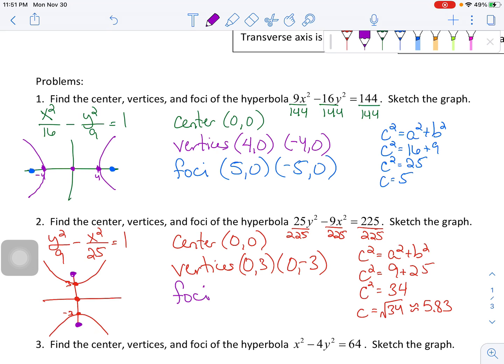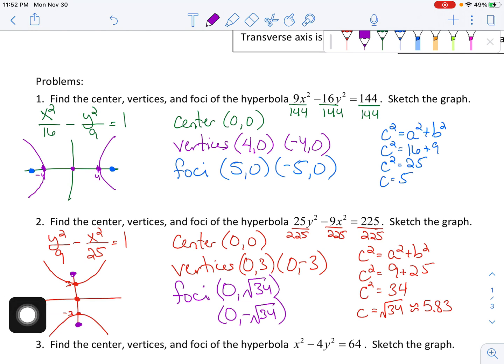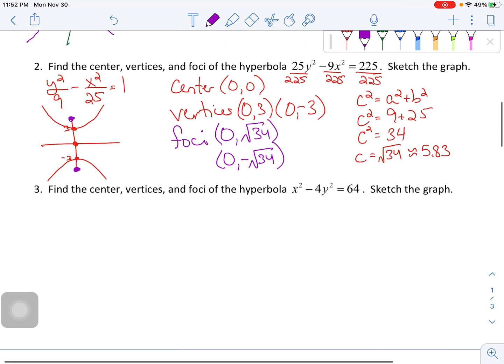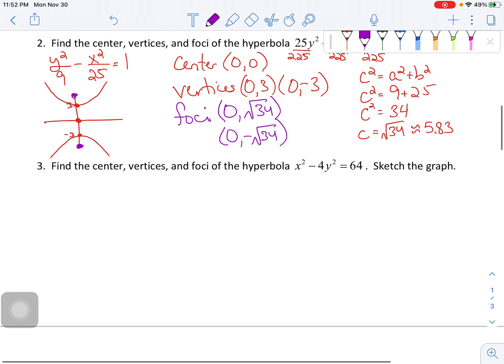So on the graph, if I marked that, it would be a point here and a point here. It's within the curve. And so for my 2 foci, my x value has not changed, still 0. I'm going to have (0, root 34), positive, and (0, negative root 34) to catch the negative focus down here. All right, so that's problem number 2. I'm going to slide on down to number 3, and this is going to be the end of the video after I finish number 3.